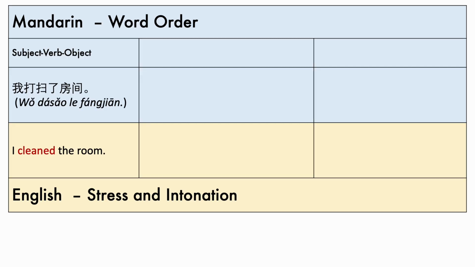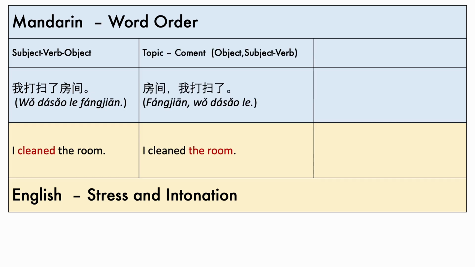Let's look at this example again. 我打扫了房间. This focuses on the action of cleaning itself. If we put the object to the very front of the sentence as a topic, 房间我打扫了, this emphasizes the room, meaning it was the room, not something else, that I cleaned.